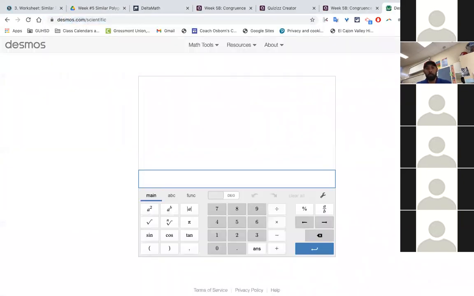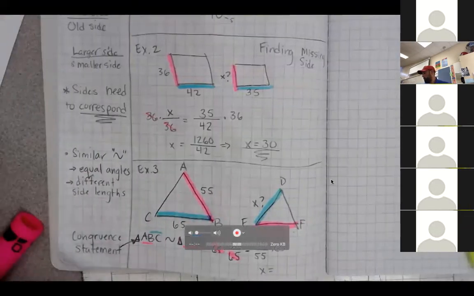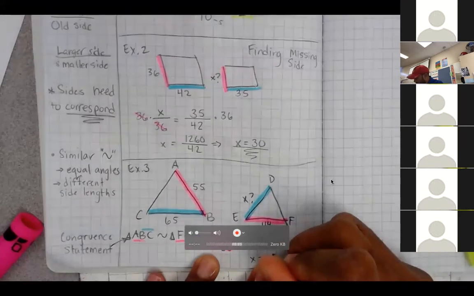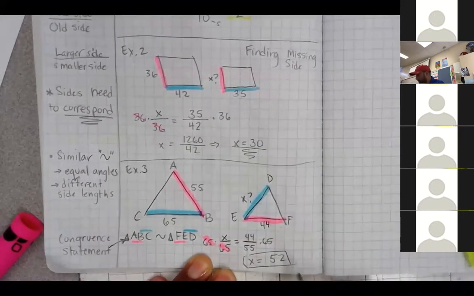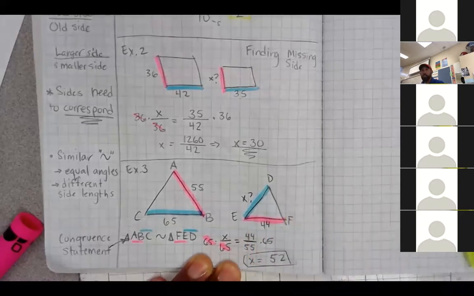Scientific calculator. We're going to do 44 divided by 55, and then off to the side, we'll multiply 65. And it's 52. So we'll do it all in one step. So that means that the missing side of DE is 52.